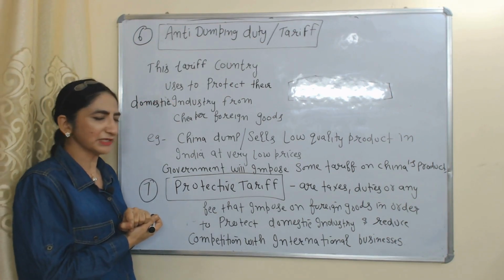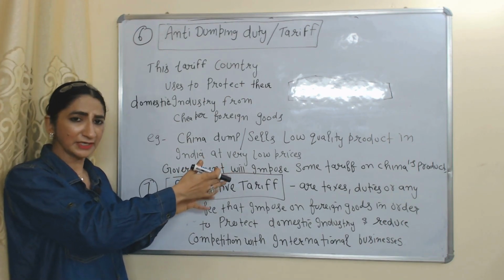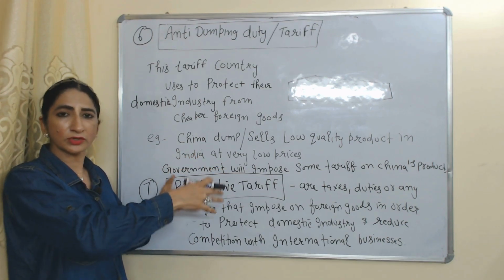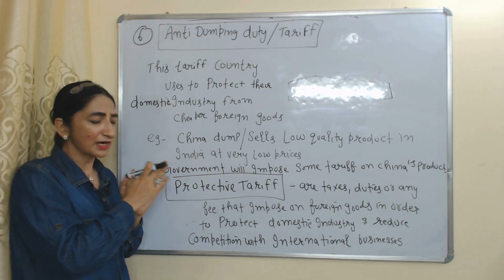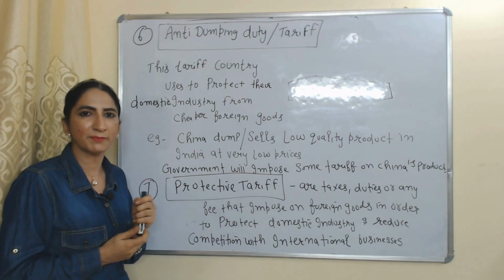Next is protective tariff. Protective tariffs are taxes, duties, or any fee imposed on foreign goods in order to protect the domestic industry. The main motive of protective tariff is to reduce competition with international businesses.